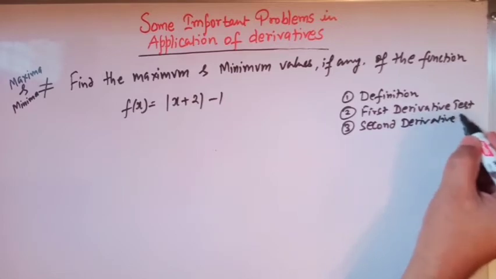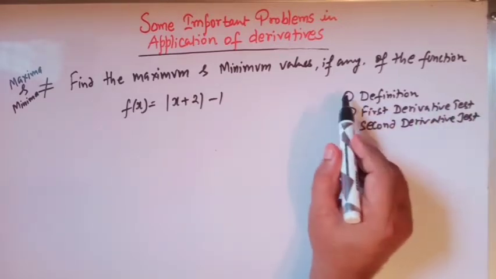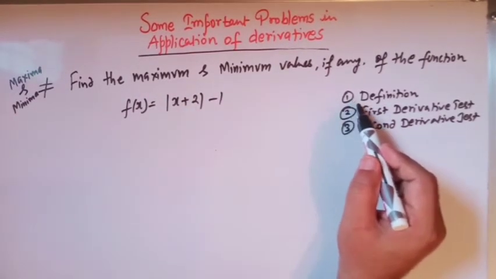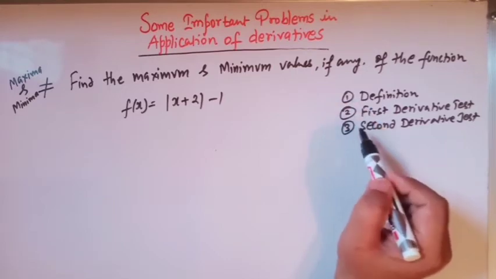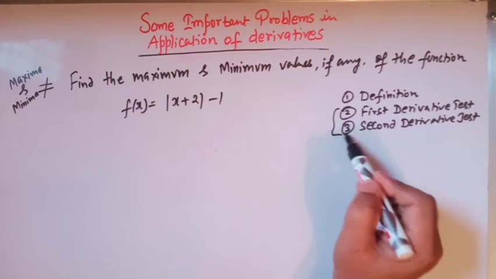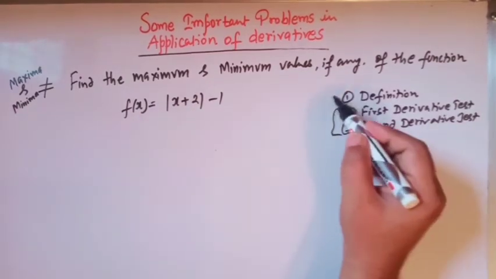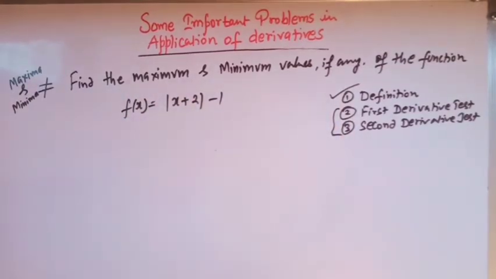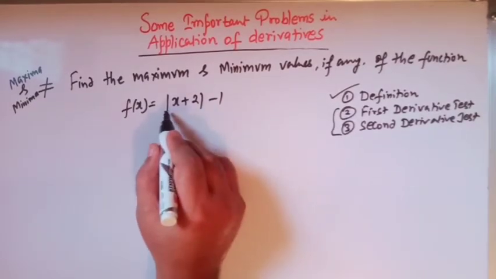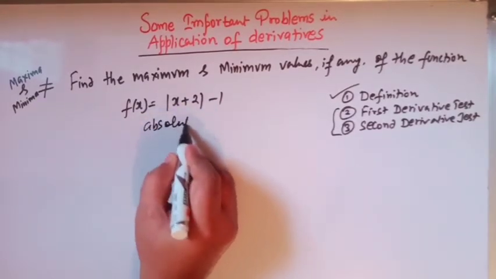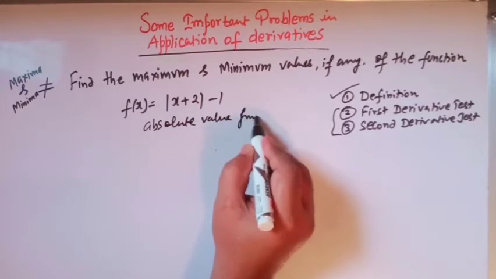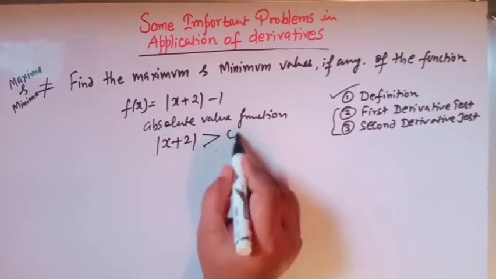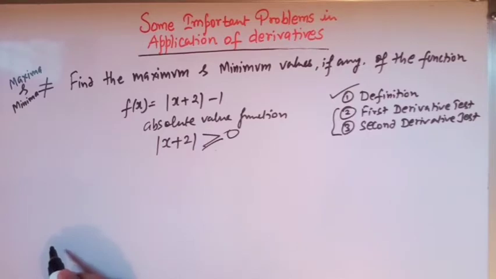So viewers, sometimes it is not possible to find the maximum and minimum values by making use of the definition. Then we switch over to these two methods, right? But in this question I am going to use the definition, right? So here we have to find the maximum and minimum values. Now viewers, see, this is the absolute value function, or the modulus function, and we know that this function is always greater than 0 or equal to 0, right?